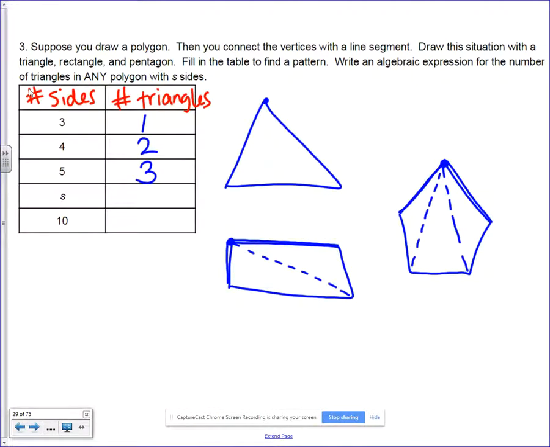Well, I'm not using n. What am I using here? I'm using s. And how many did you tell me we subtract? 2. So my algebraic expression is s minus 2. Now, the reason I ask you this is because if I ask you to do a decagon, which is 10 sides, do you really want to draw something with 10 sides? Not going to be very easy. So use the pattern. How many triangles will a decagon have in it? 8. Wonderful.